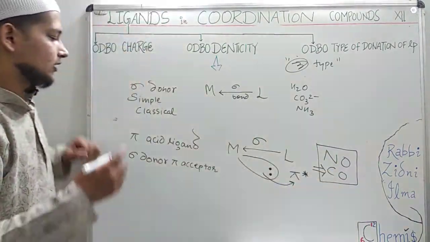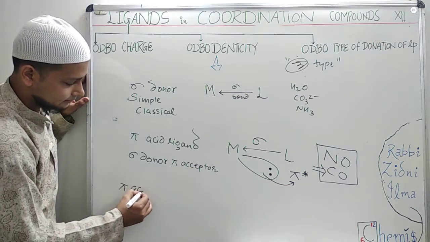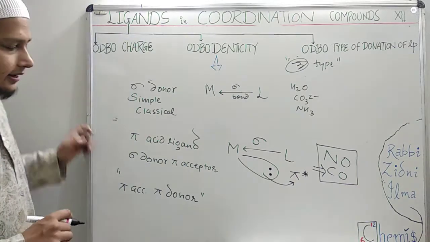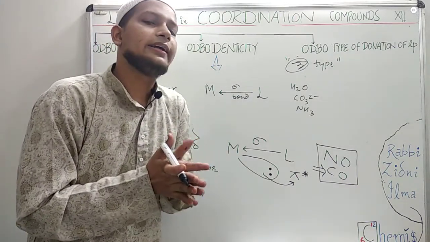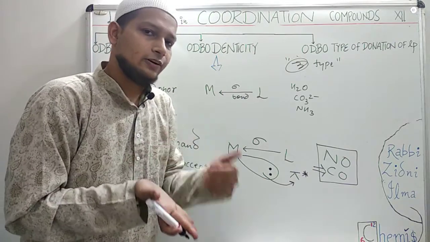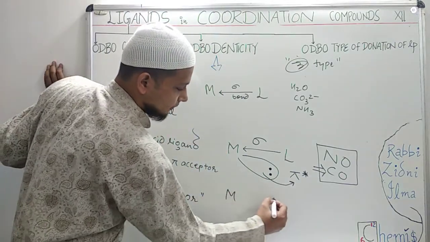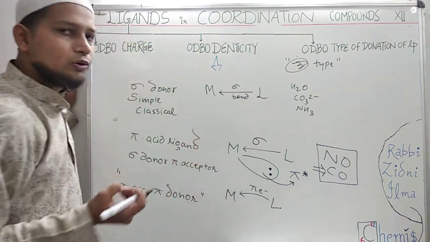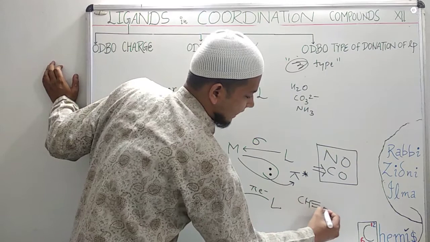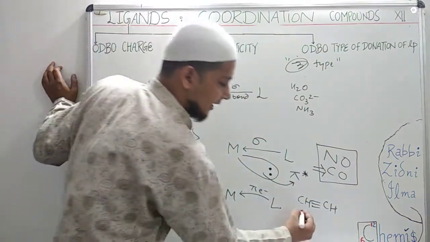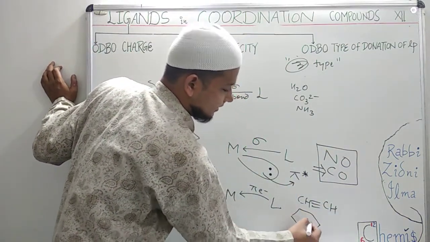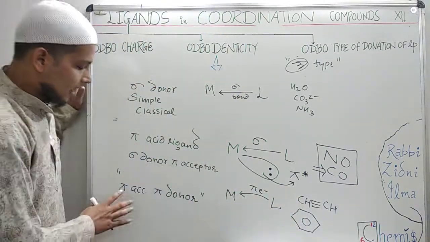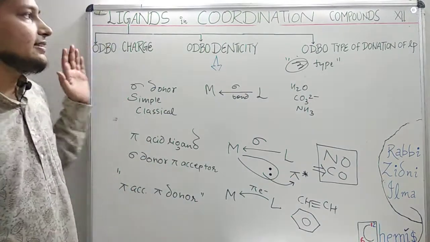So the last case is what? Our pi acceptor and pi donor. These are the ligands which form a pi bond type linkage, or you can say these donate pi electrons to the metal. So the ligand, metal, and pi electrons are donated. Pi electrons are donated by species having multiple bonds, like acetylene contains a lot of pi electrons, and the most favorite case is benzene, filled with pi electrons. So this will be a pi acceptor, pi donor type. So this is all about ligands.